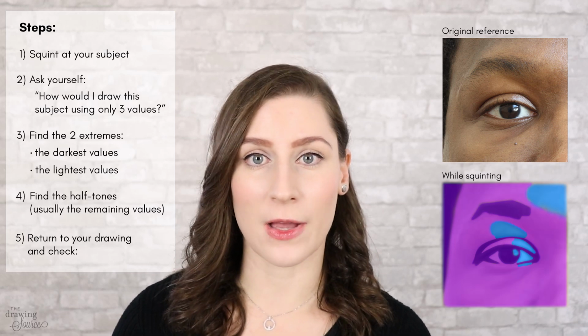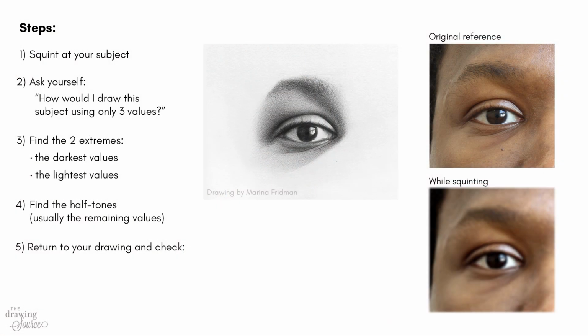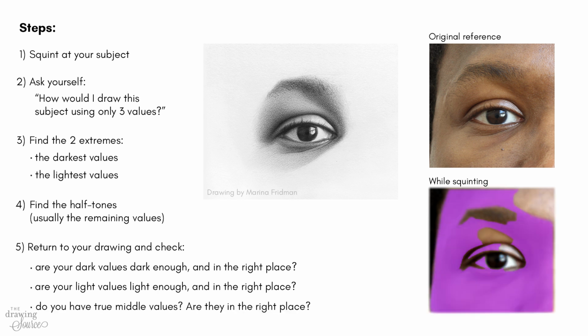Does it reflect the value structure that you're seeing on the subject? Are your dark values dark enough and in the right place? Are your light values light enough and in the right place? Do you have true middle values that are lighter than your dark values and darker than your light values? And are your halftones in the right place? This is an essential mode of seeing to master to shade eyes or anything else realistically.